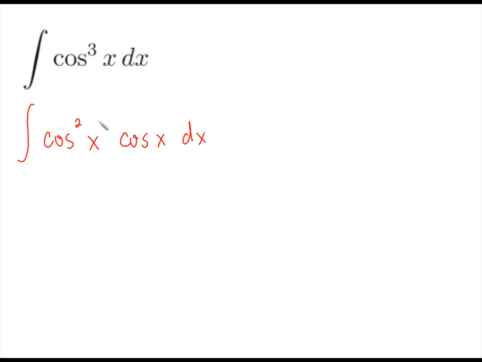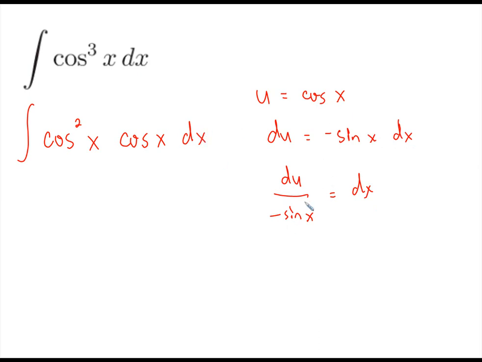Now, let's say you get this far and you think, okay, if I make my u cosine x and I take the derivative, I'll get du equal to negative sine x dx. So du over negative sine x is equal to dx. Now, if I substitute this in here, you notice that it's not even going to get rid of this cosine x right here. The cosine x is still going to be here.